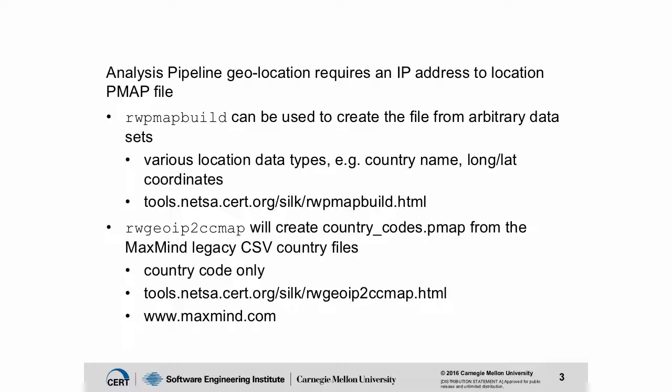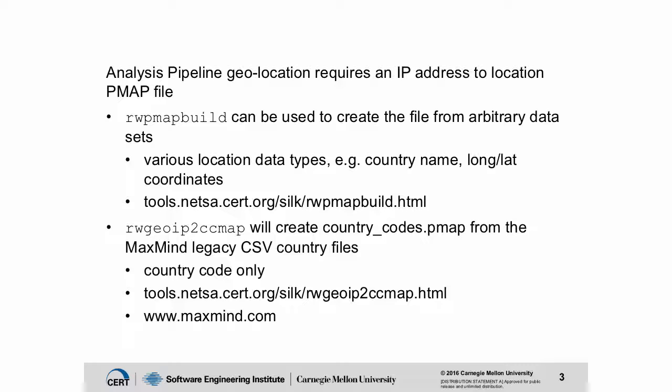Adding geolocation to an analysis requires creation of an IP address to location PMAP file, and then slight modification to the analysis building blocks. Building a PMAP file requires access to a data source that associates IP address to some geographic location, as well as a SiLK tool, rwpmapbuild. This method supports various geolocation data types, from country names to long lat coordinates.